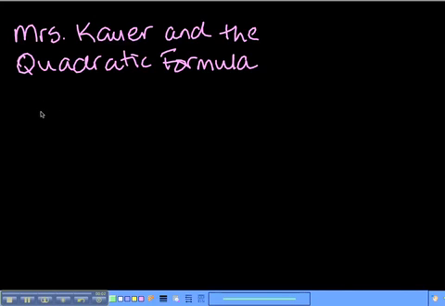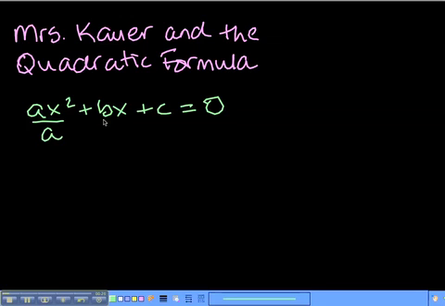Okay, so to derive the quadratic formula, we start with a quadratic equation in standard form. In order to factor or to solve for x, we have to factor this equation, but I don't know what a is, so I need my leading coefficient to be 1. So I'm going to divide everything in the equation by a. This keeps the equation equal, but the a's cancel on this one, and now my leading coefficient is a 1.